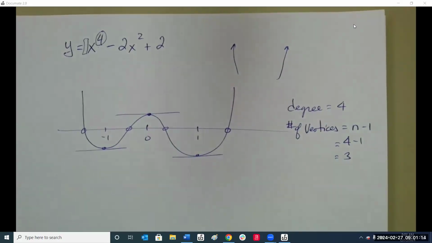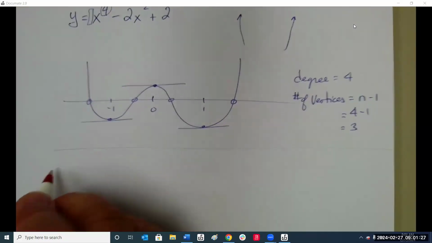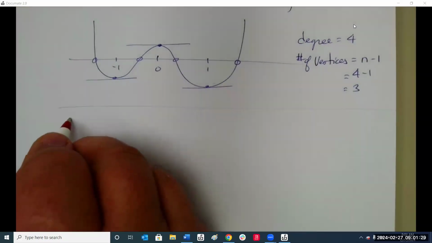So that's what that question's asking. Does it have any horizontal tangent lines? Yes. It has 3 of them. 1, 2, 3. Let's see. The next rule.